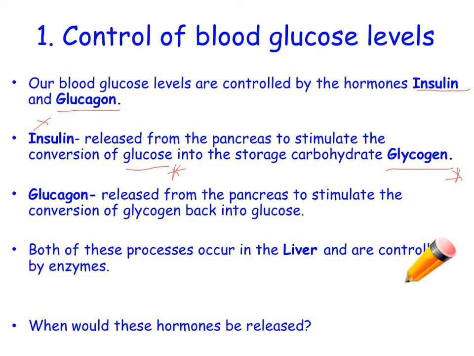Now glucagon, it is released as well from the pancreas, and it stimulates the conversion of glycogen back to glucose, so it reverses this reaction that's here. Now both of these processes occur in the liver, and they're controlled by enzymes. So we're going to look at the process of how these hormones are released and what effect that they have.